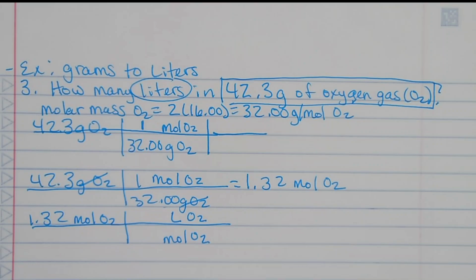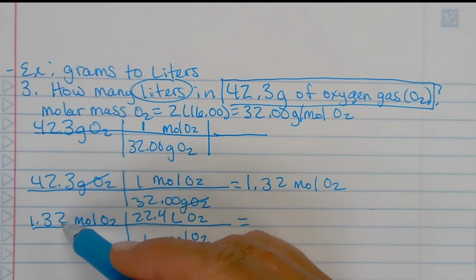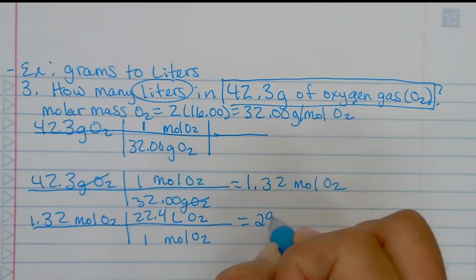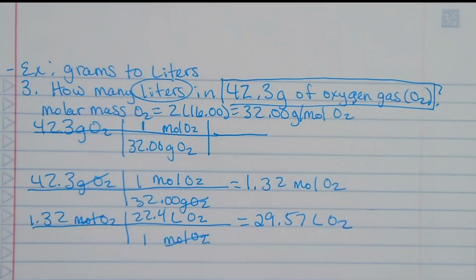It's on the top, so what do I do with those numbers? What do I do with them? Multiply them. So 1.32 times 22.4 will give me, and I have 2 decimal points there, so I'm going to do 2 decimal points, 29.57 liters of O2. Okay, moles cancels moles. So that is what we call a 2-step. How are we doing with that one? Okay, so convert to moles and then back out to liters.